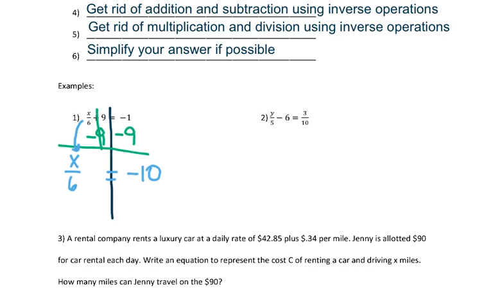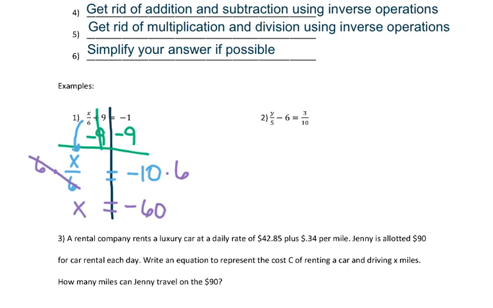The next step in my series is to get rid of multiplication and division. So remember that that bar, x over 6, means x divided by 6. So I need to get rid of the divided by 6 by doing the inverse operation, which is multiplication. So I'm going to multiply both sides by 6. 6 over 6 is 1. So now I'm left with 1x, which is my objective. And then on the right-hand side, I do negative 10 times 6, which is negative 60.